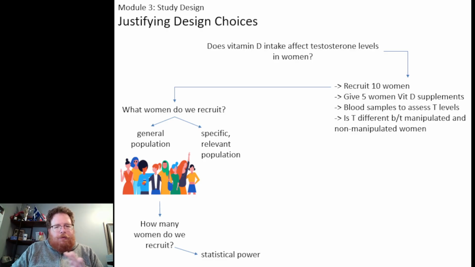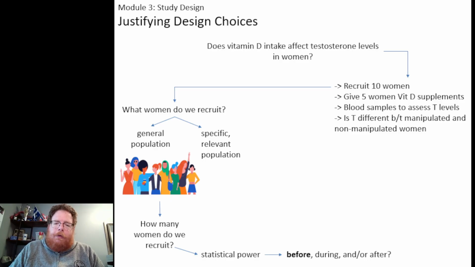Again, this is a bit hard to always know because you don't know how big the effect is going to be. So you don't want to necessarily have 1,000 women in your study because that could be too big and unwieldy to deal with. But you also don't want so few women in the study that you can't see if there's a significant effect of the vitamin D supplementation. So this idea of statistical power and determining the most appropriate sample size is a tricky one.